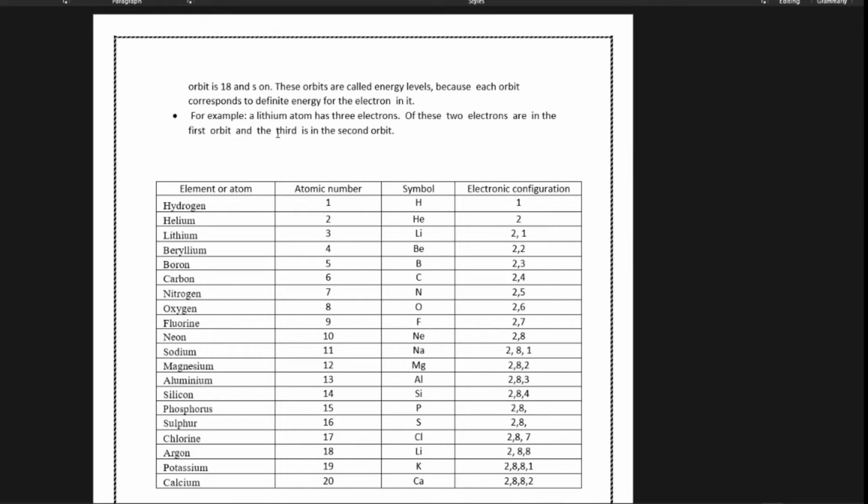There are some examples of the electron distribution. A lithium atom has 3 electrons. Of these, 2 electrons are in the first orbit and the third is in the second. As in the first orbit the maximum number of electrons can be 2, the first orbit is filled, then it goes to the second orbit. So of the 3 electrons, the first 2 are in the first orbit, and the third electron is in the second orbit in the lithium atom.